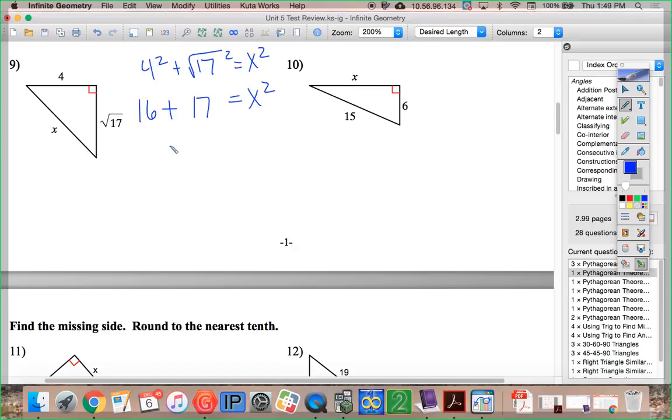So when I add those together, I get 33. So then I've got to take the square root of both sides to get just x. And 33, if you break it down, is 3 and 11. There are no pairs, so that's just radical 33.